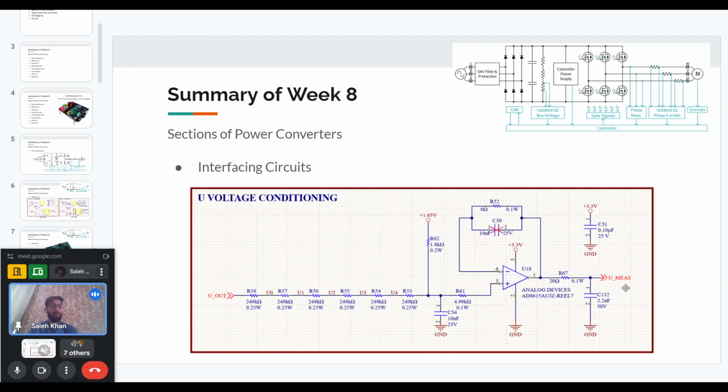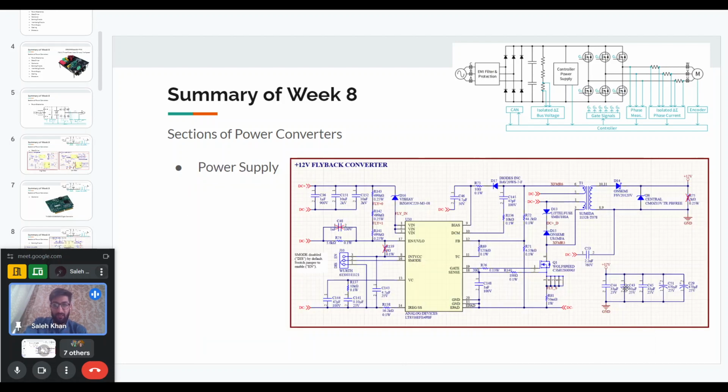And similarly, we can have other interfacing circuits as well, like buffers so that the microcontroller is not loaded. The microcontroller does not draw or sink very high current. So we have other buffer ICs that can do this job. In general, we will have an interfacing circuit between different sections of the power converters that we have.